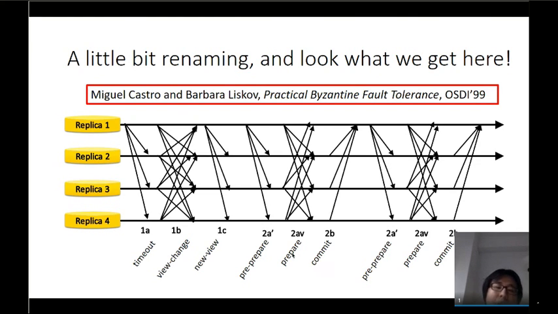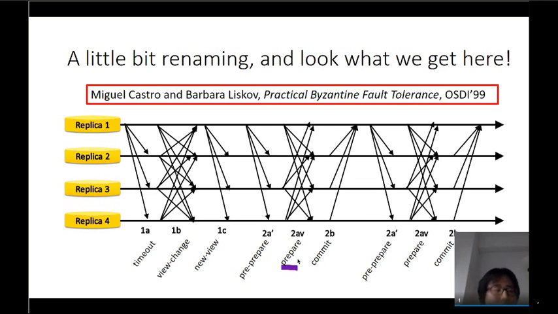So I think this is why we are naming the phases using 2A, 2AV, 2B instead of the usual terms Paxos uses, like accept request, acknowledgement, prepare, promise, because the same term prepare means differently in Paxos and PBFT, right? The prepare in PBFT is actually in phase 2, so it's more like an accept message, right?